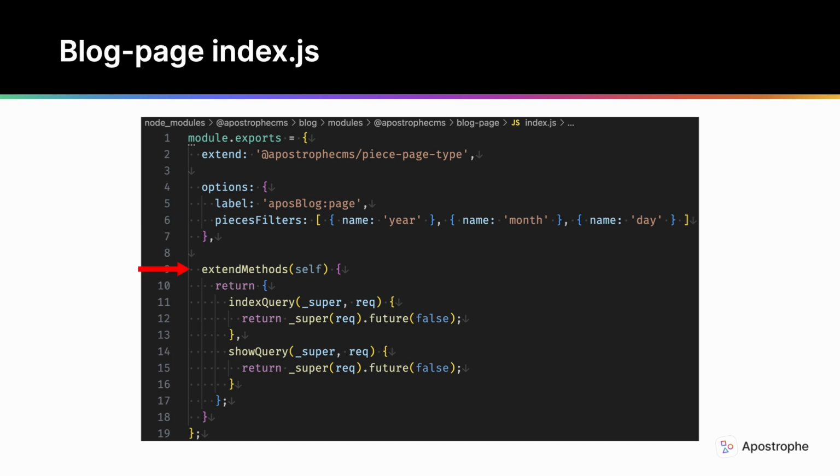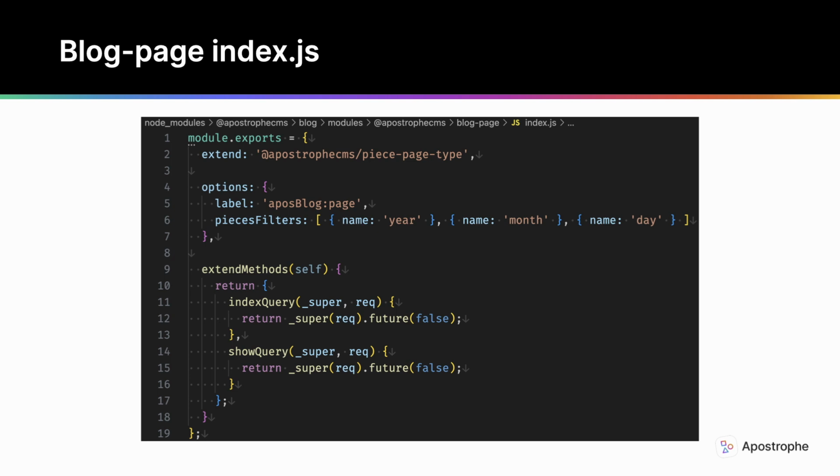Within the extendMethods configuration object, there are 2 core methods being extended. Again, as was covered in the Creating Pieces tutorial, the method being extended should take _super and any arguments that were passed to the original method. In this case, we are modifying the query object that is being passed to the filters of either the index page for the index query method or the individual show pieces with the show query method. In both cases, we override the value of the future key in order to exclude unpublished blog pieces.